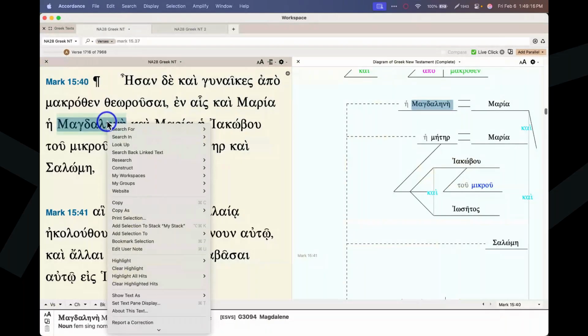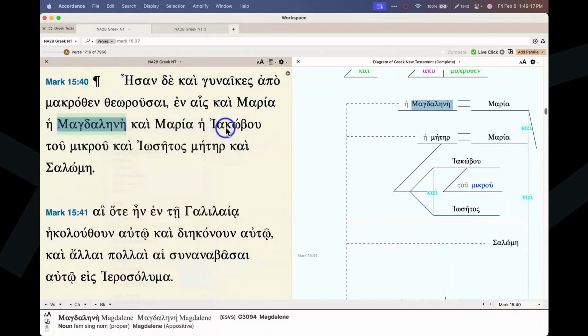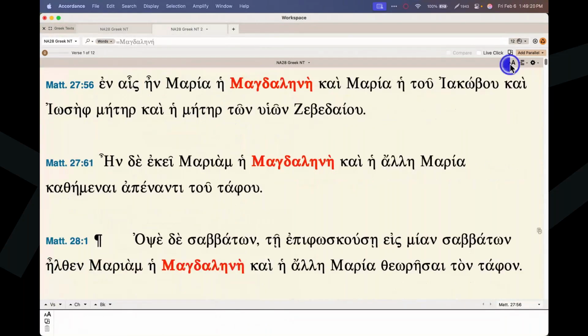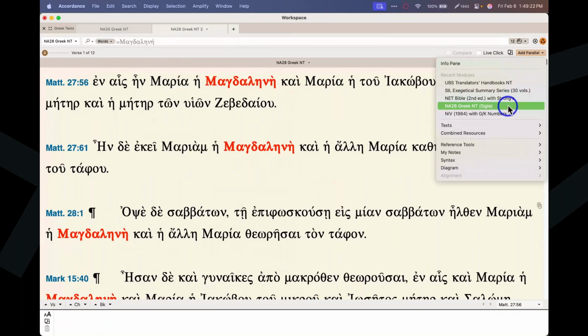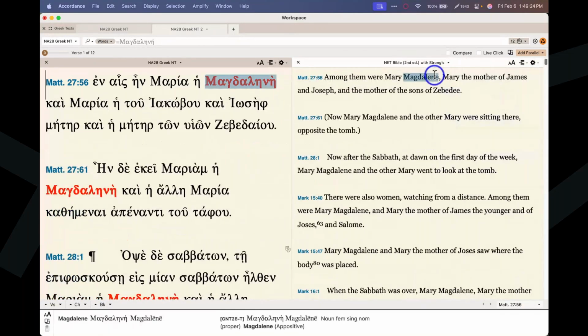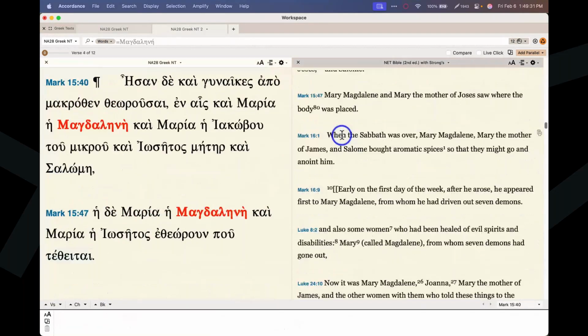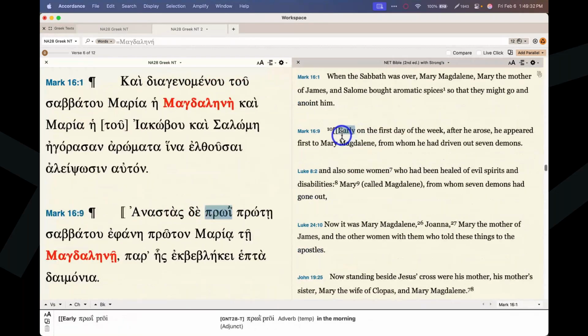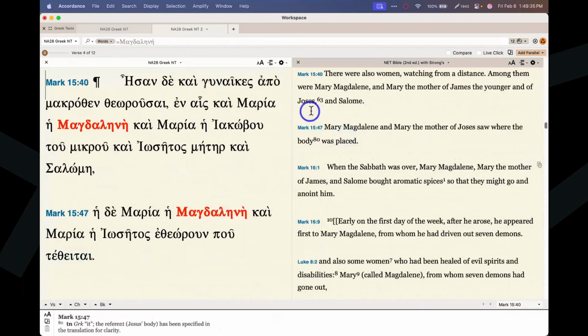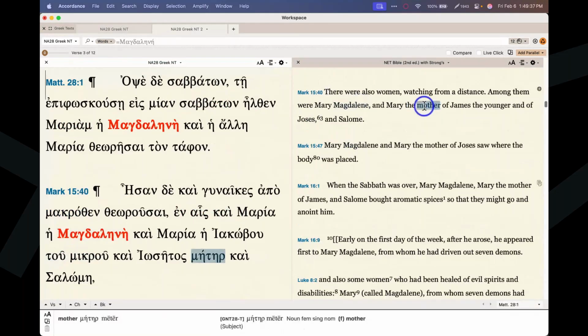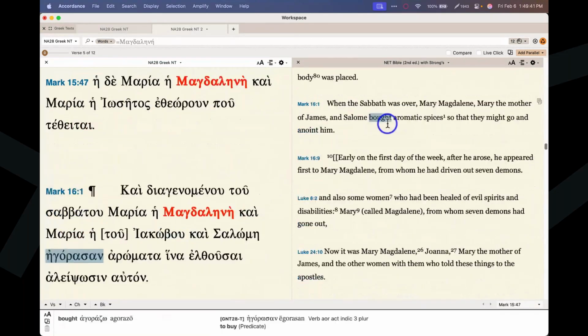I would maybe just take Magdalene, search for the lexeme. Here we've got, I'll just open up a parallel English text, Matthew 27. So this is the same thing. We're going to see her again in the resurrection in Matthew and in Mark. So she'll come up again, but that's it. I mean, she's only introduced here, and she's not even really introduced per se. I mean, there's just not much given about her.